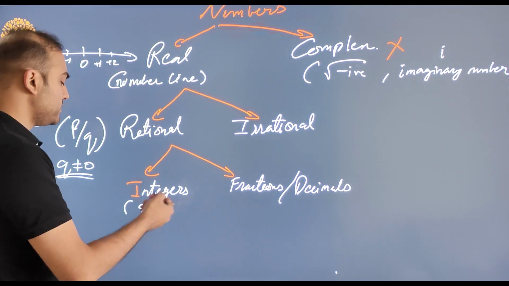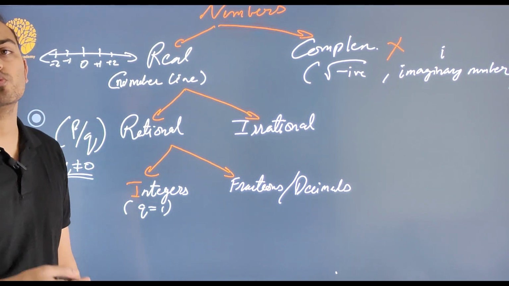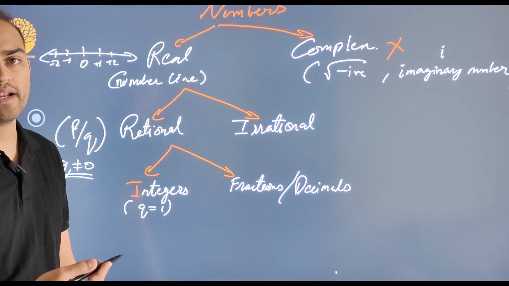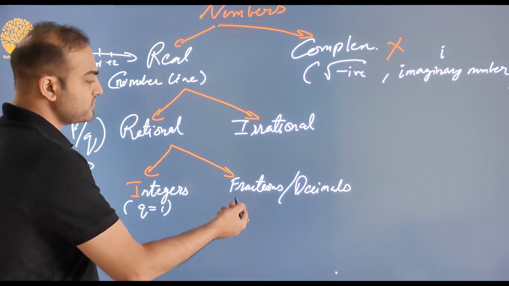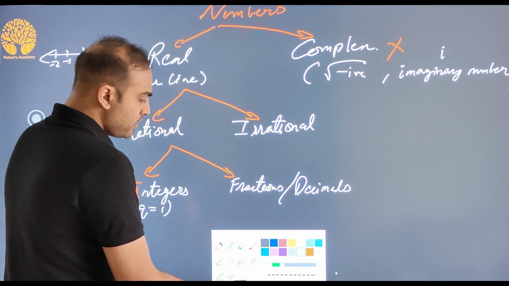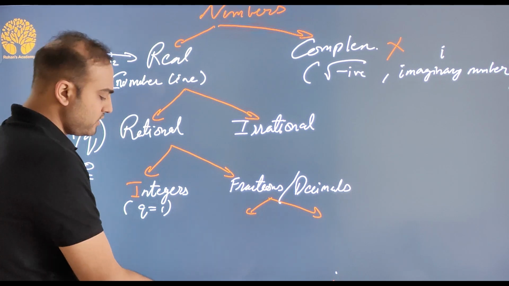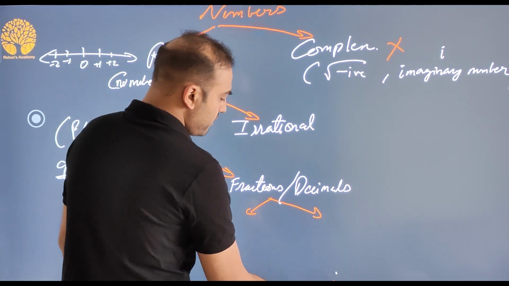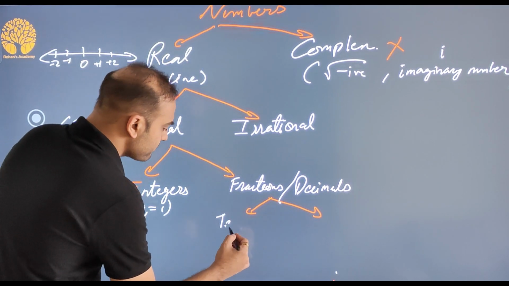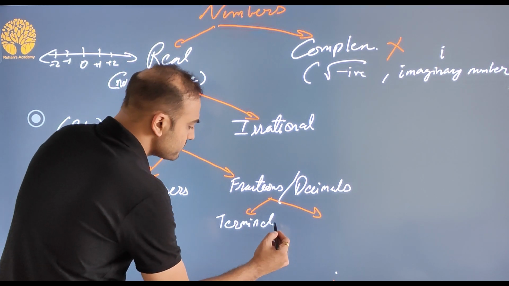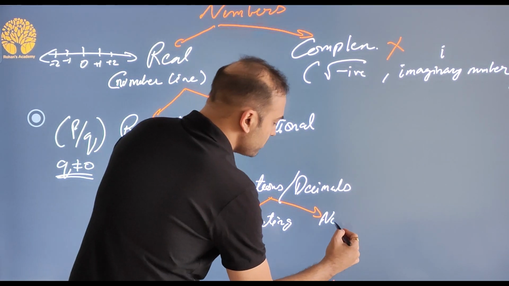Fractions and decimals, obviously Q is not 1. 1 by 2, 3 by 2, 4 by 3, 0.5. These are all fractions and decimals. Decimals are then classified into two types. These are terminating and non-terminating.